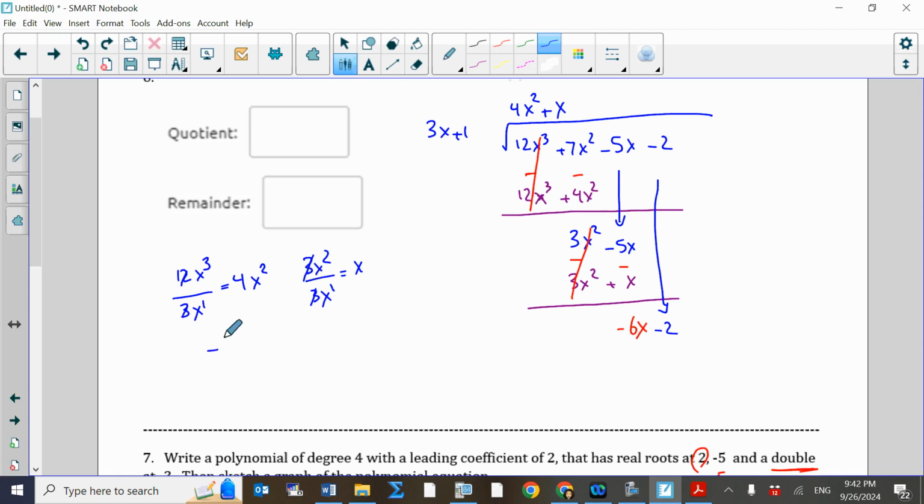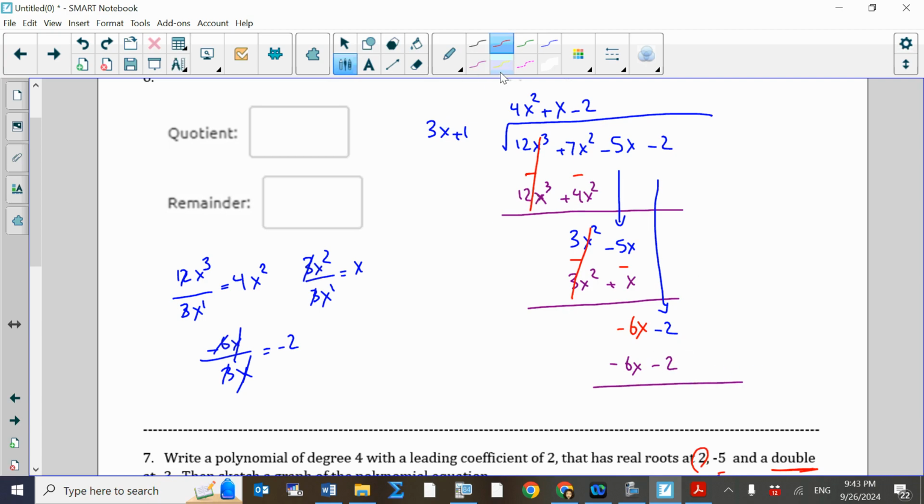Divide negative 6x by 3x. So we're repeating the same process again. Negative 6 divided by 3 is negative 2, and x by x cancel. So this is negative 2. Now multiply negative 2 by 3x. That's negative 6x. You see, if again you got the same term, that means we're doing this right. Then negative 2 times 1, that is also negative 2.